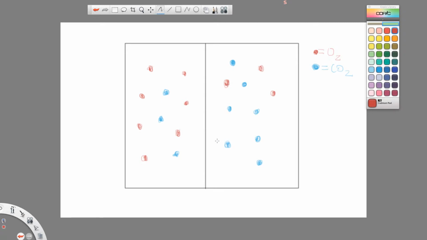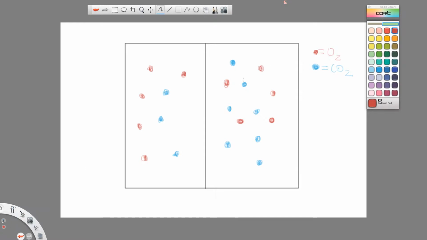So based on what we know about diffusion, we would expect oxygen, our little red dots, to flow from an area of high concentration to an area of low concentration until there are an equal number on each side. So that would mean that 1, 2 dots, let me erase 2 over here, would flow over here. So 1, 2, 3, 4, 5, 1, 2, 3, 4, 5. So now oxygen has reached its equilibrium.